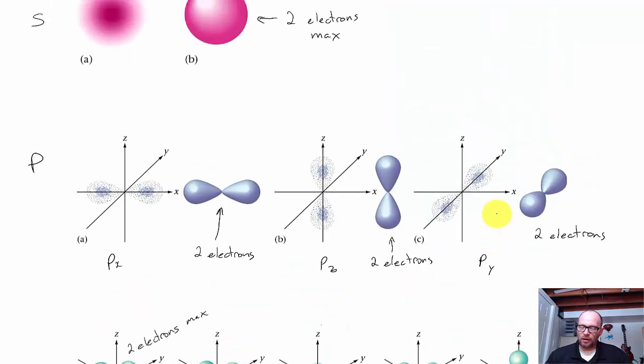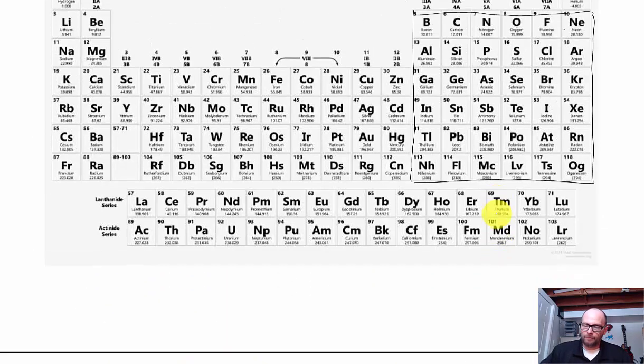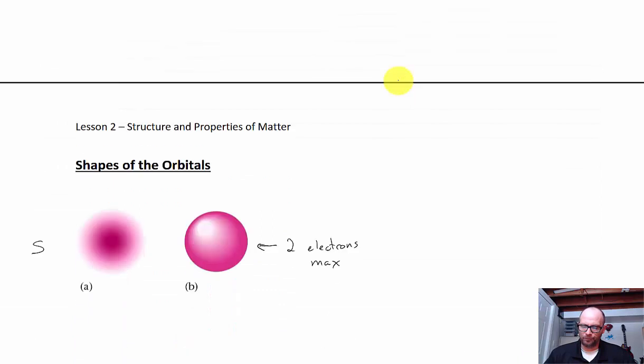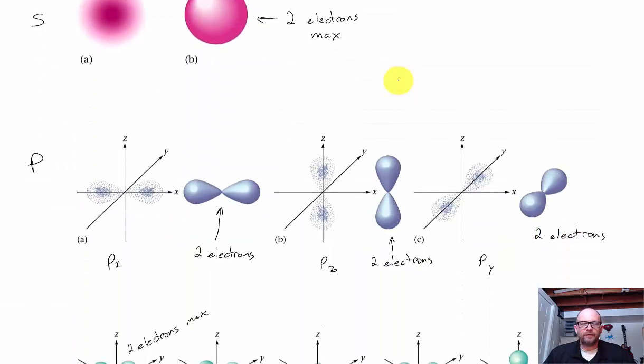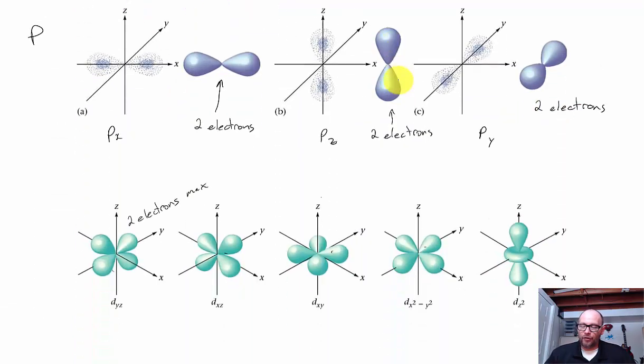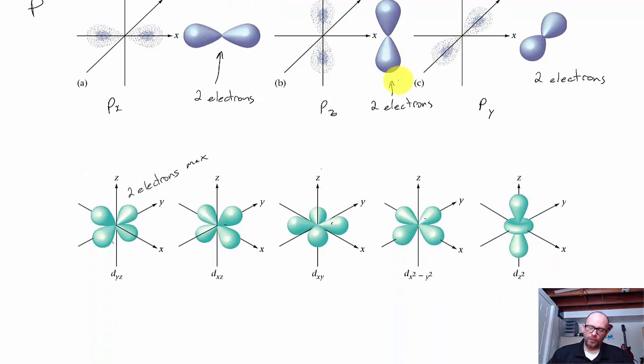The D block is 1, 2, 3, 4, 5, 6, 7, 8, 9, 10 atoms long. There we go, or 10 elements long. So the D orbitals can hold, at each energy level, a maximum of 10 electrons. That gives us a bit of the shape of the electrons, or of the orbitals, I mean.